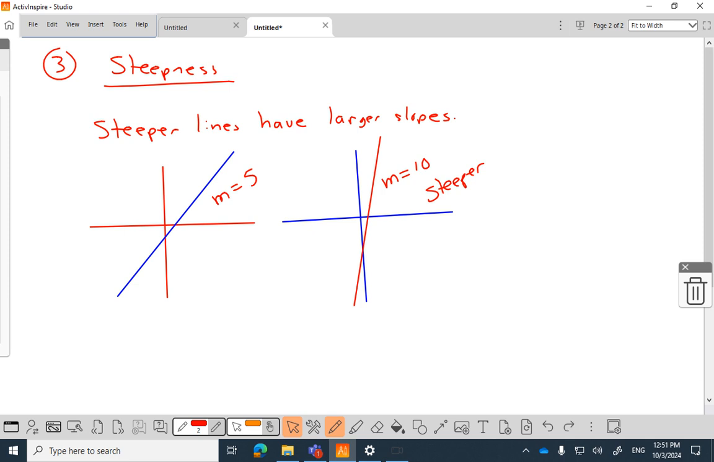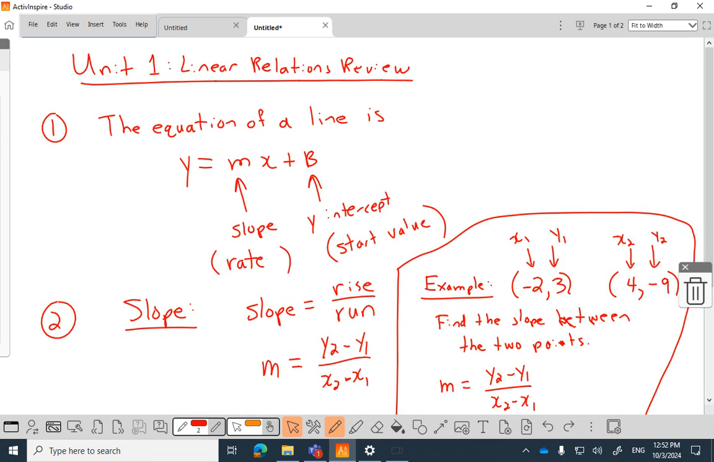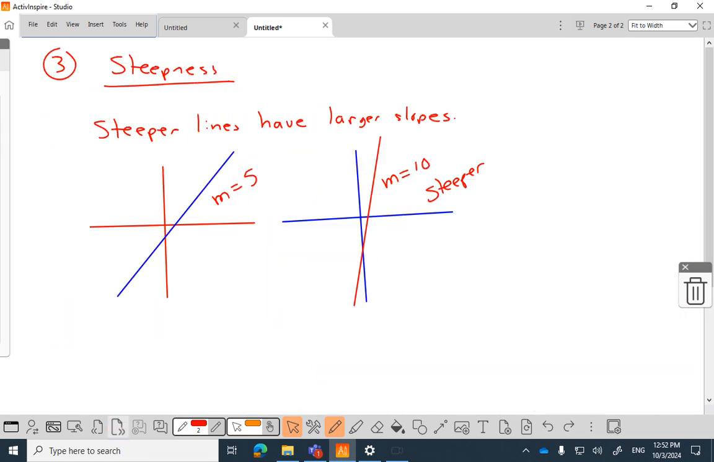But a new word, right? So I have to mention it because it's steeper. Oops, that did a little jump there because the touch screen is on. I'll turn that off. There we go. All right.